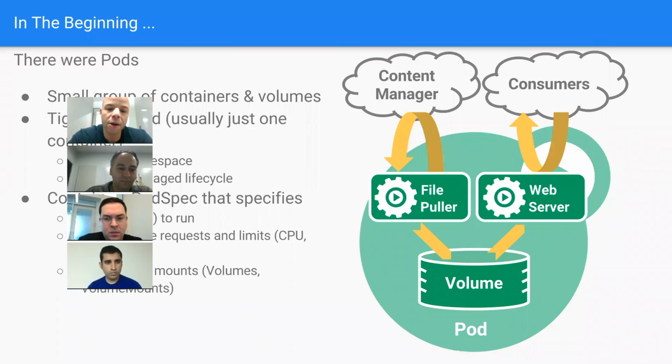So in the beginning of Kubernetes, pods were pretty much all we had. And it's basically a small group of containers and volumes. I'm pretty sure most of you in the audience are familiar with what a pod is. The picture over on the right is basically the most basic pod you can have that has 2 containers. It's a file puller with a web server. And the idea would be you'd have a pod where one of the containers pulls down files and stands up a web server that serves static content.